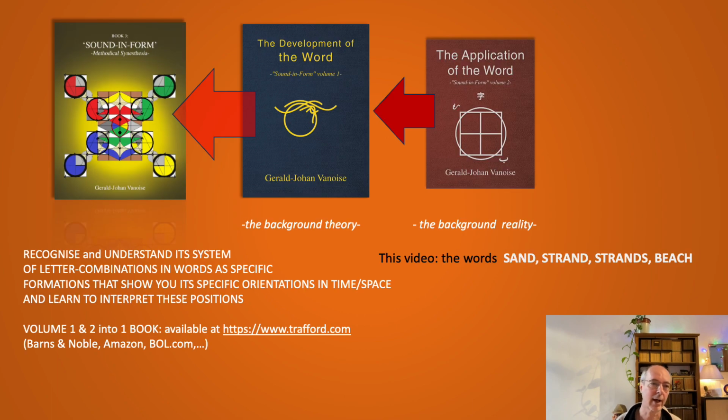In support of the book and the theory of sound in form, also with the development of the theory in the development of the word as a first part, which shows you how the theory has been developed by following different angles and seeing where it gets us. But at the end, you will have the theory and the foundation that you need to realize and understand what it is about. It is about a system with which you can learn to recognize the letter combinations, how they truly show you the directions in words, how they are intended.